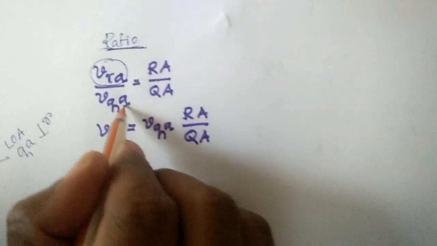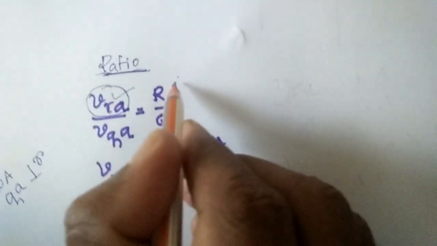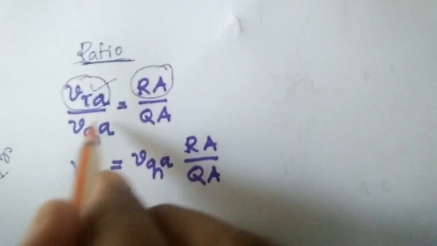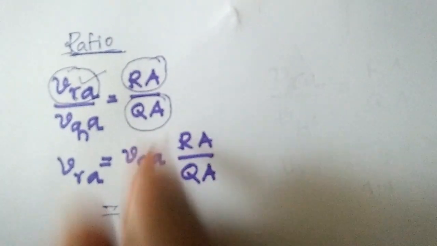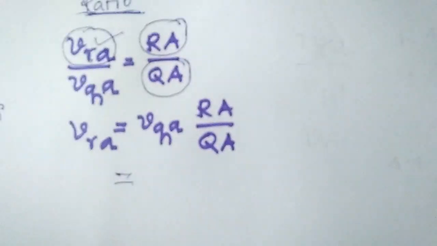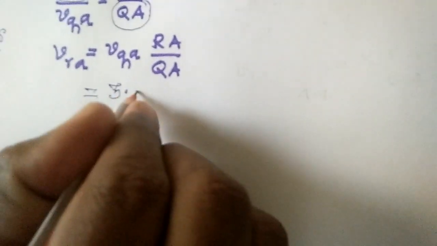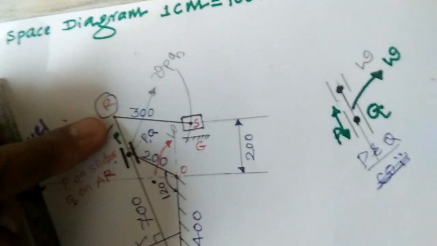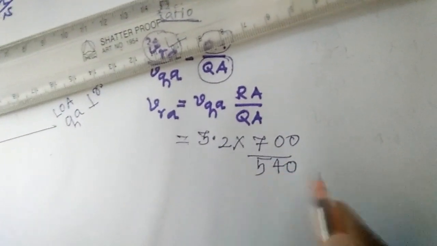Okay, you have to mark that point: velocity of QA divided by, this is equal to, distance RA. Whatever the distance RA, you have to take from the displacement diagram, then QA also. Okay, both. Then the velocity of QA is how much? That is 3.2, that is already calculated. RA distance is 700 mm. QA distance is given also, QA is 540. Otherwise you have to take it from the space diagram.